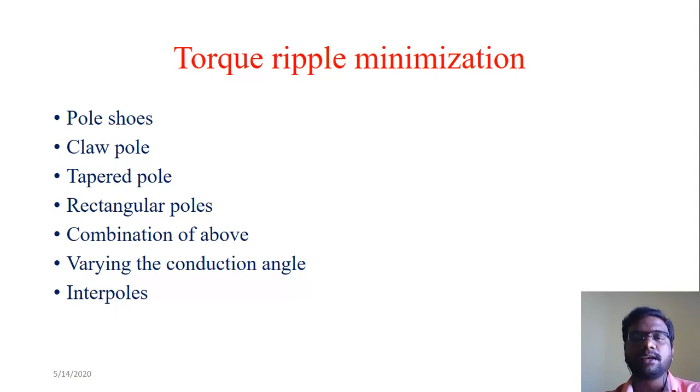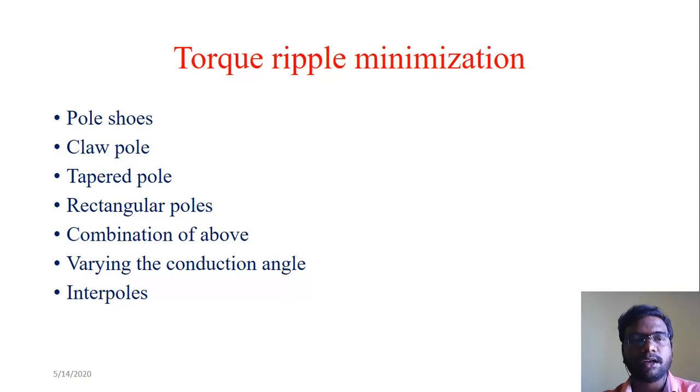So how can I remove this torque pulsation? Practically, the removal of torque pulsation, that is the elimination of torque ripple, is not possible. What I can do here is minimize the torque ripple so that I can increase the efficiency of a machine. So how can I increase the efficiency of a machine? By reducing the torque ripple.